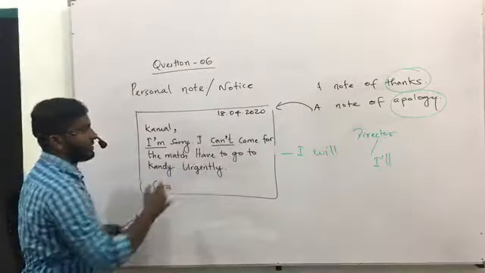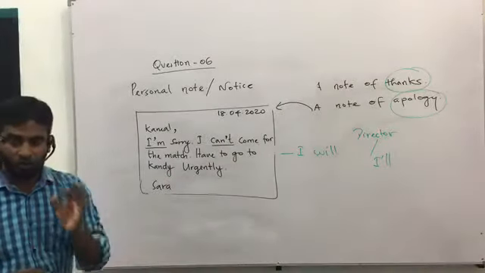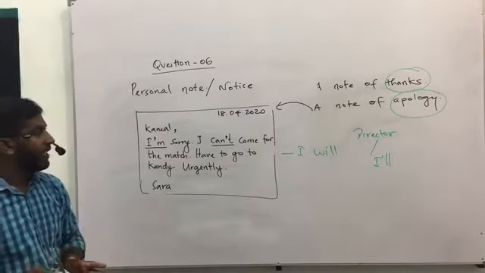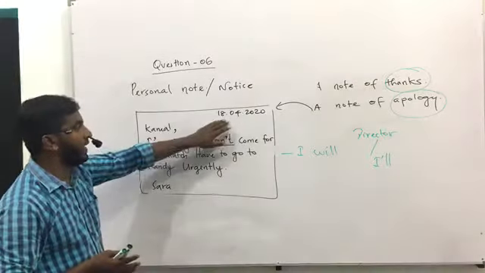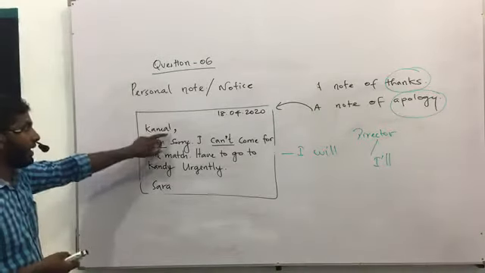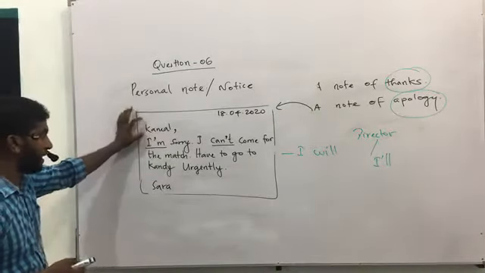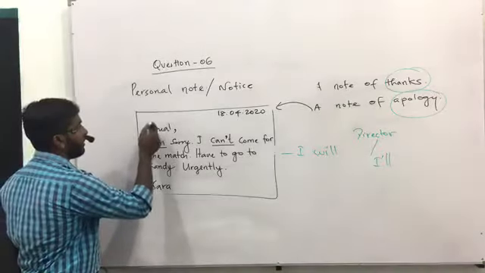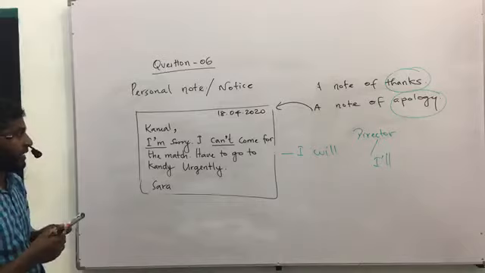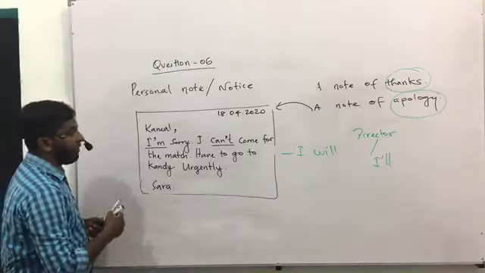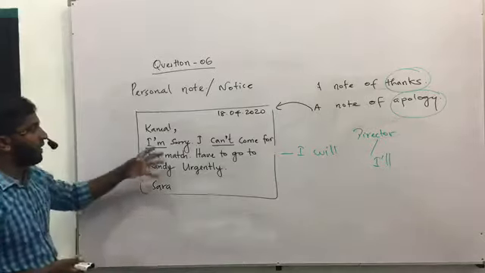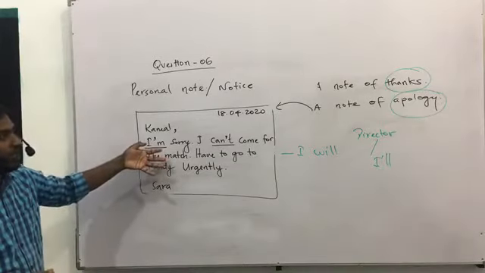This is the date, as I told you earlier. If you want to write a personal note to your friend or someone, there must be a date and the salutation, which should end with a comma, and Kamal. This must be a capital letter because the first letter of each sentence should be in capital. And now I am going to explain how I have written this note of apology.